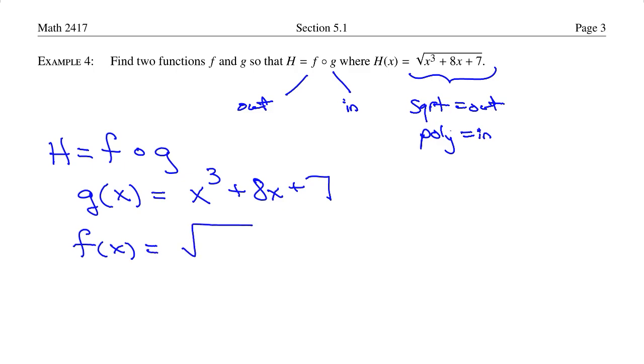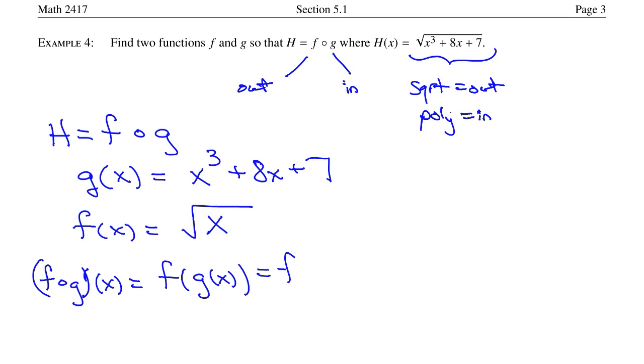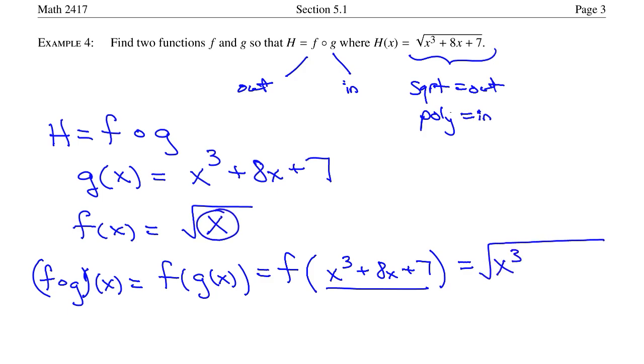But now I have to represent the square root function, and how do I do that? Well, I just use the variable x to represent where the item would go. And then you can double check this. If you do f composed with g of x, you get f of g of x. So it would be f of x cubed plus 8x plus 7. But then the f function is the square root, and you plug in this polynomial where the x is, so it would be the square root of x cubed plus 8x plus 7, which is exactly h of x.